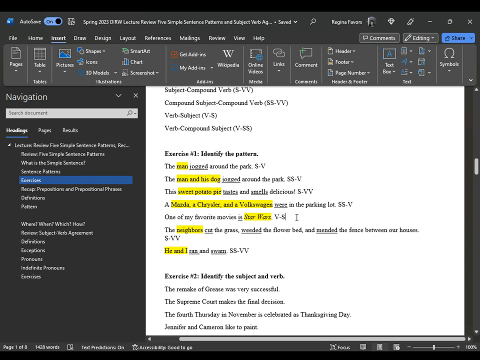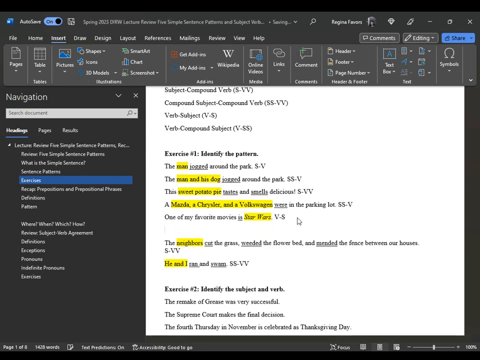So if you wrote this as just a regular type of sentence, then it would be Star Wars is one of my favorite movies. Now we understand that the subject is coming before the verb. So if you rewrite it, you know that the subject of the sentence is actually Star Wars and not movies. And I noticed that that was an answer that many people chose in their previous quiz.